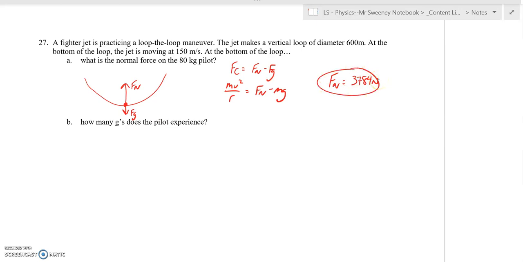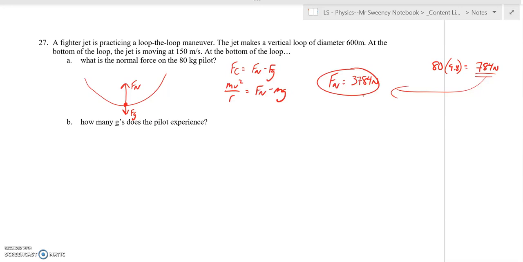So the pilot is feeling quite a bit of force pushing up. To give you some context, if they were just standing on Earth, 80 times 9.8 is just 784 newtons. So, huge difference between these two. If they're standing still, it's 784. If they're flying at the bottom of this loop, then the force pushing up is approaching 4,000 newtons. So, huge amount of force pushing up.